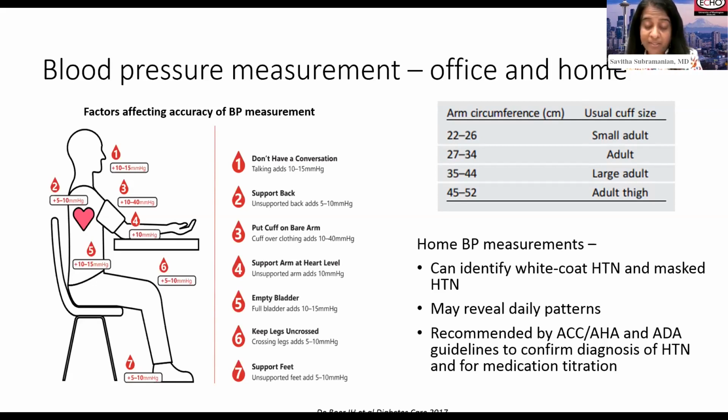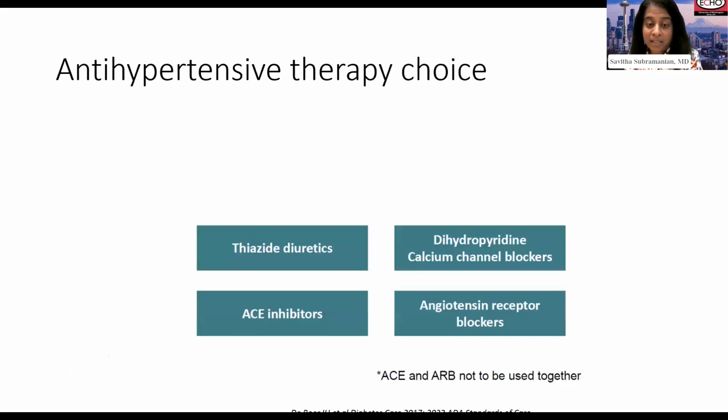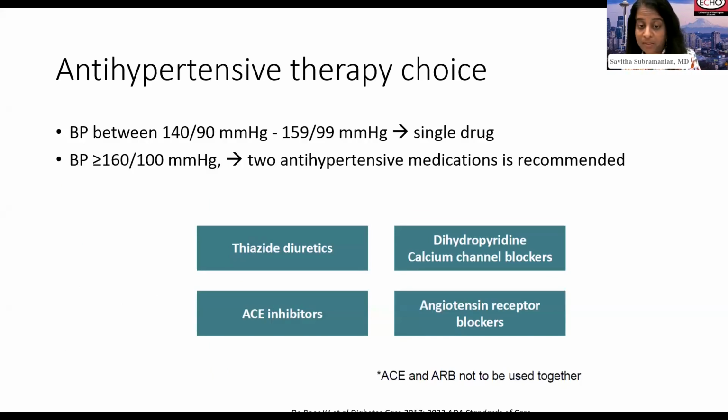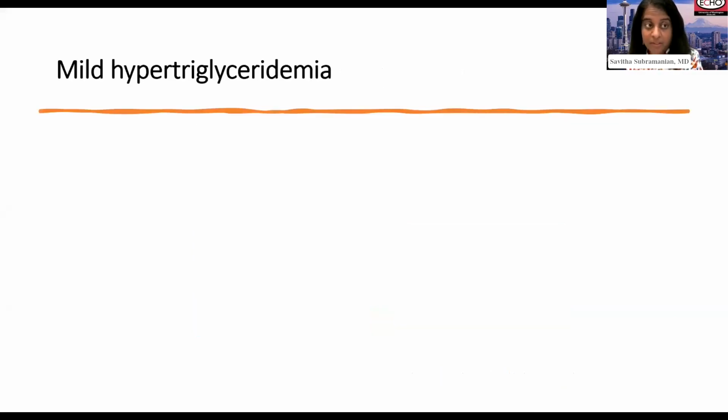DASH diets, time tested and proven for hypertension. So just keep that in mind. And antihypertensive therapy choice, as you've picked, if you have blood pressure that is over 160 over 100, you want to pick 2 medications, which is what I did. She picked an ACE inhibitor and chlorthalidone, so a thiazide diuretic, which is quite appropriate. Nocturnal dosing may be helpful in some people.